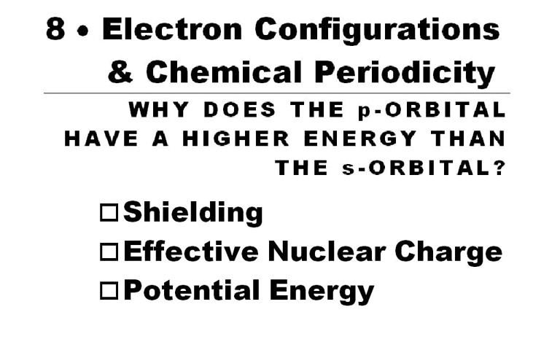We want to explore this one idea here about why a p orbital has a higher energy than an s orbital, and we're talking about multi-electron atoms. To really explain this idea, we need to look at shielding, we need to look at something called effective nuclear charge, and then how those change the potential energy of these two orbitals.